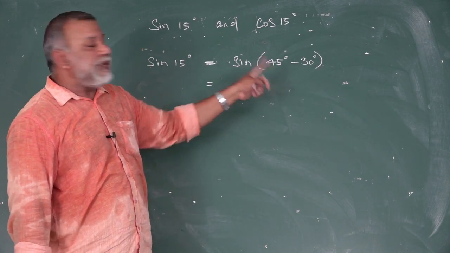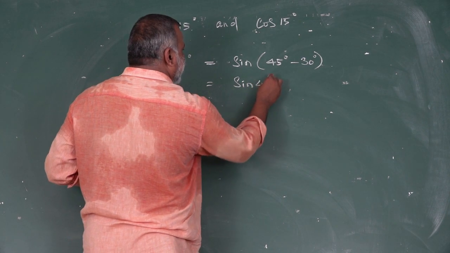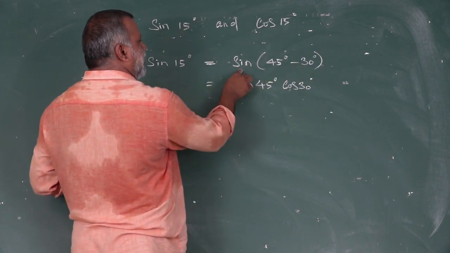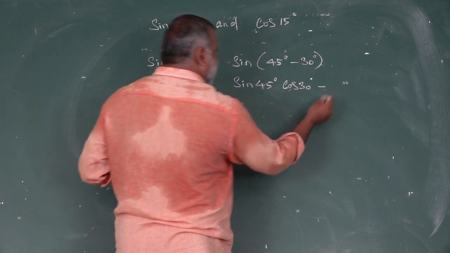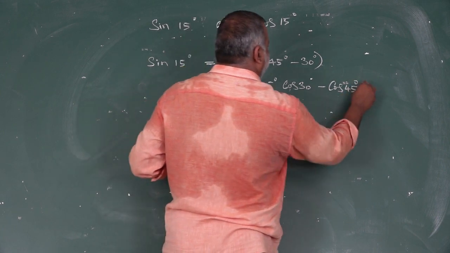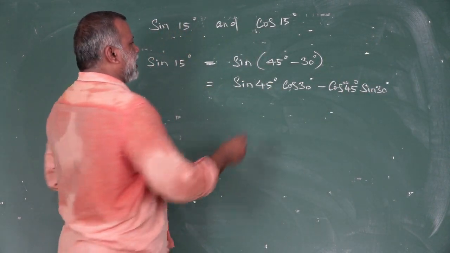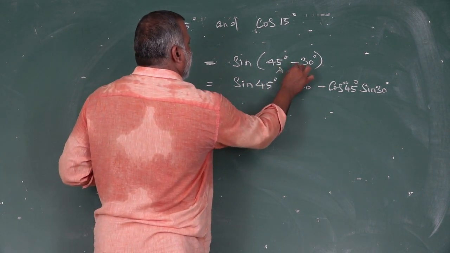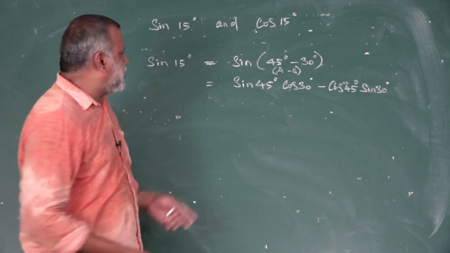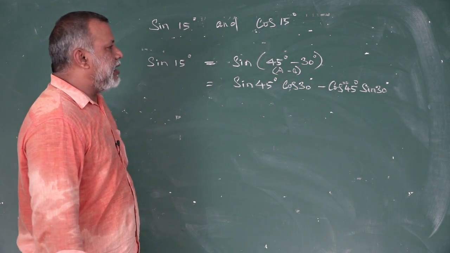Now it is in the form of sine of (a minus b). So sine a cos b minus cos a sine b, where b is replaced by 30. Just use the idea of sine of (a minus b). You have to memorize these formulas. Already we have used them many times. So sin a cos b minus cos a sin b.